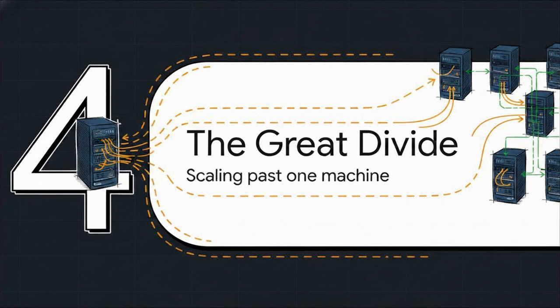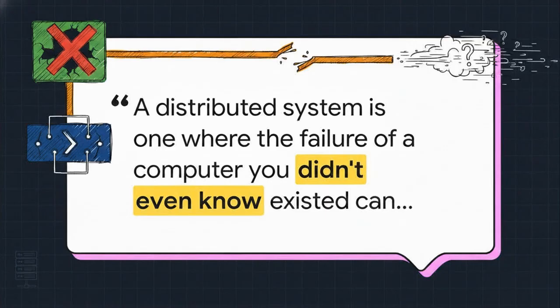Okay, so we've built a pretty robust single machine. It's got rules for storage, recovery, and concurrency. It's solid. But what happens when that's just not enough? When your data gets too big or the traffic gets too high for just one computer to handle, you have to scale out. This is where we enter a whole new world of problems.